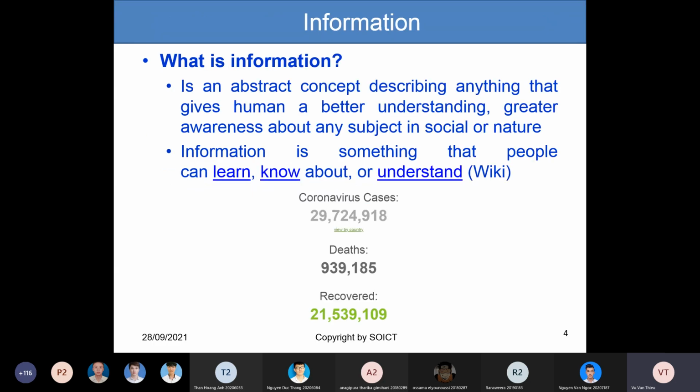Okay, first one, what is information and what is information processing? So I will study the definition of what is information, what is data, what is knowledge, and how data is processed using information system. Okay, so information is an abstract concept that describes anything that gives humans a better understanding, greater awareness about any subjects in social or in nature.